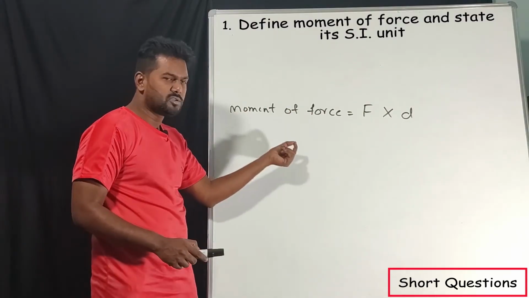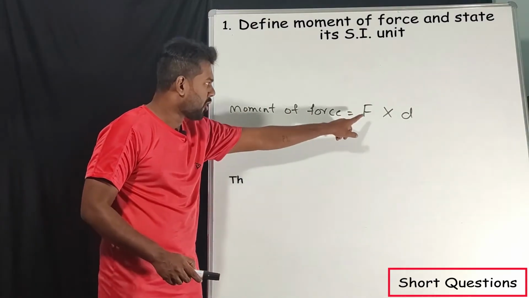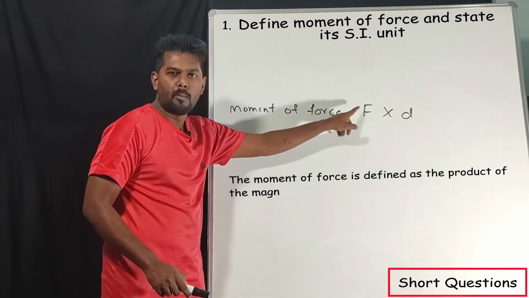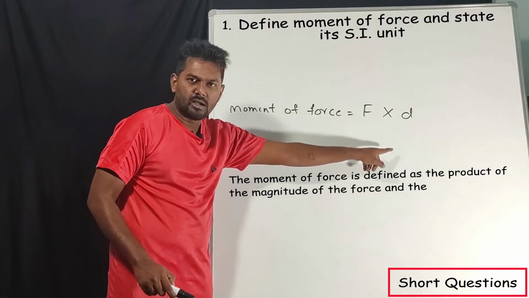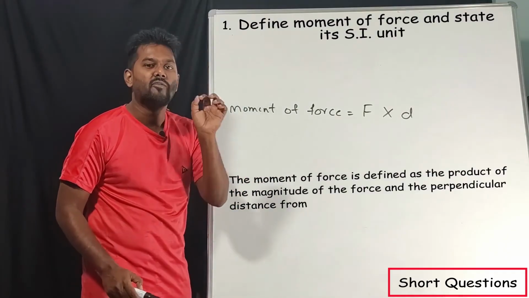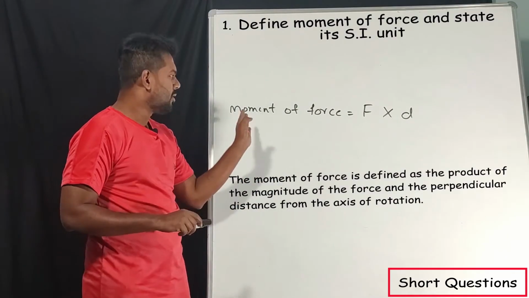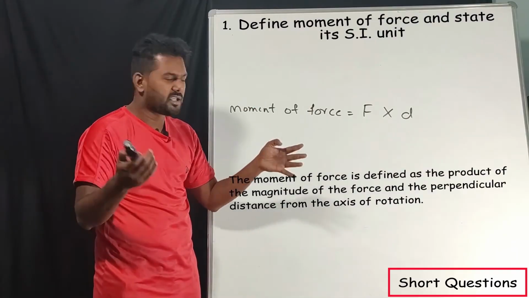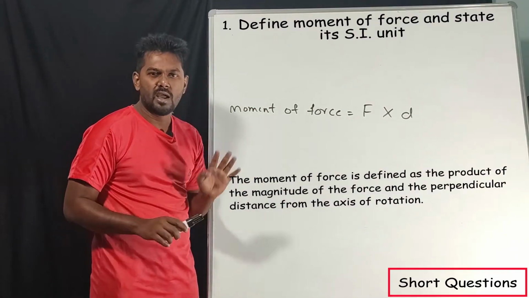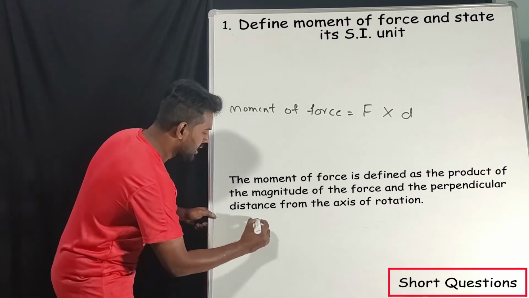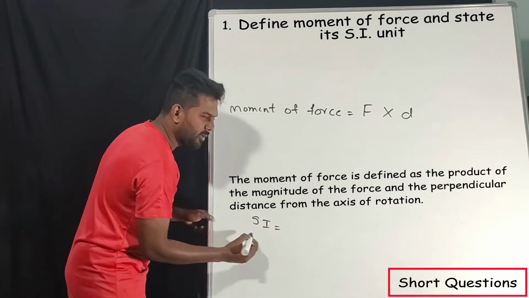Moment of force can be defined as the product of, what do you mean by product? Multiplication, right? Product of magnitude of force and the perpendicular distance from the axis of rotation. So this is nothing but moment of force. See how easy it is. If you know the formula, you can easily define it. Now they are asking what is the SI unit of moment of force.